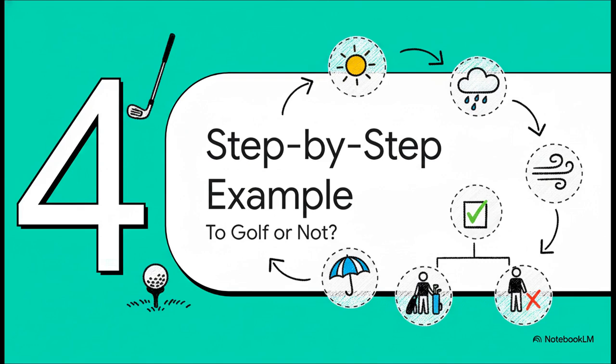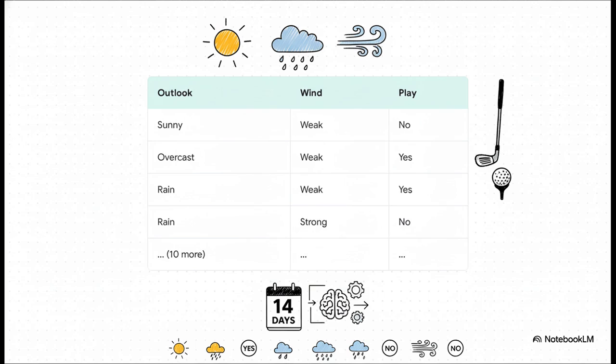Let's make this real. We're going to walk through a super simple example step by step to see exactly how this works. So here's our training data. It's a little data set about whether or not to play golf. We've got 14 days worth of info here, showing the weather outlook, how windy it was, and then the final decision. Did someone play golf or not? This is what our little machine is going to learn from.